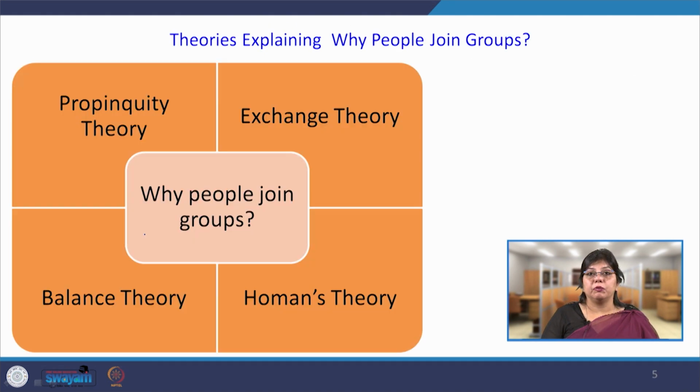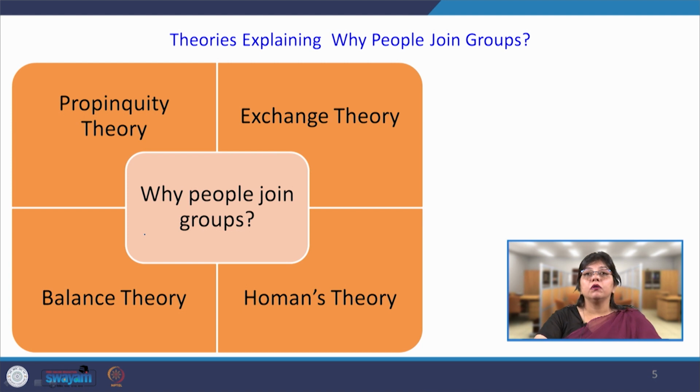Based on these aspects, certain theories have also evolved which explain why people join groups. Various psychologists have come up with different reasons and given theoretical foundations for why people join groups. So, based on these theoretical foundations, four theories can be discussed that have a huge impact on human behavior when we talk about why people join groups.